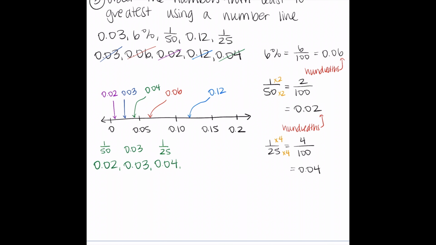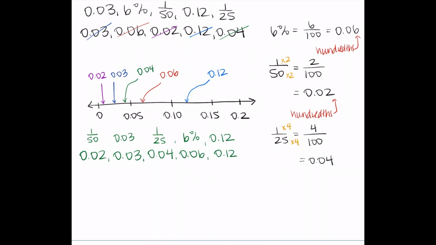And then the next one was 0.06, right? And that came from the 6%. So we would write 6% above that one. And then our last value was the 0.12, and that's what was initially given to us. So that would be our largest value. Everything is ordered from least to greatest. So the top values are what we were initially given. So that would be our final answer.